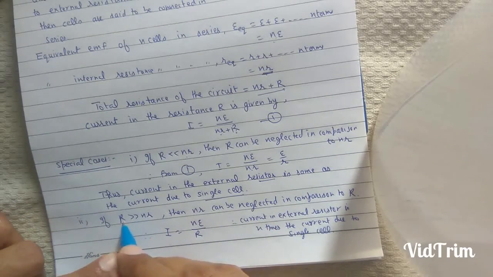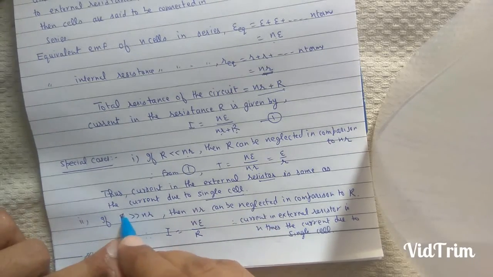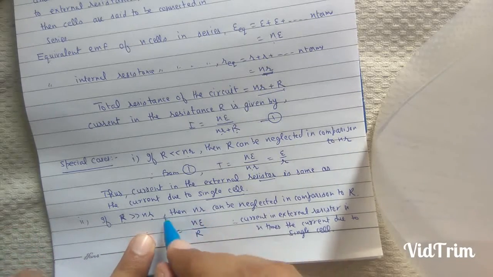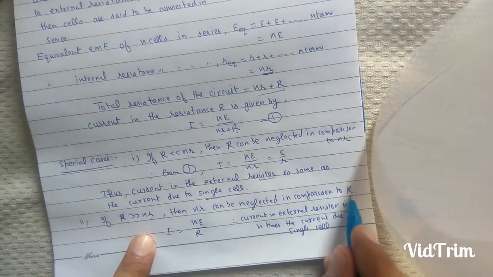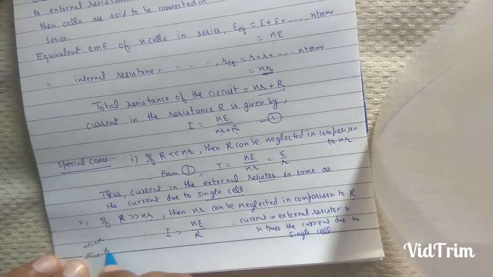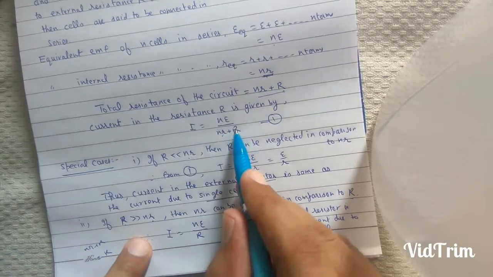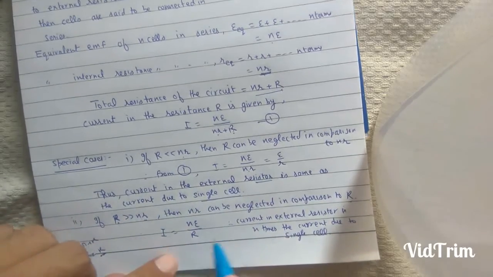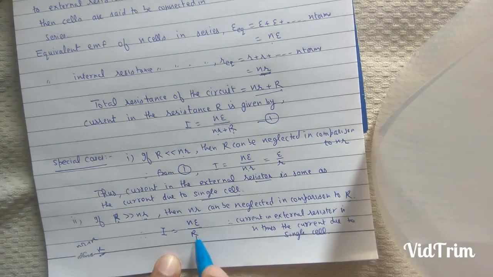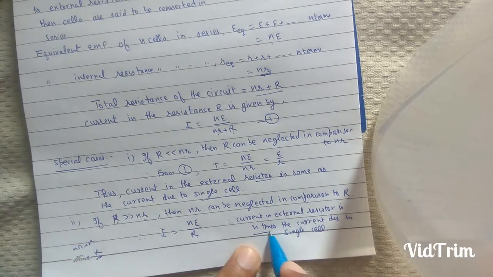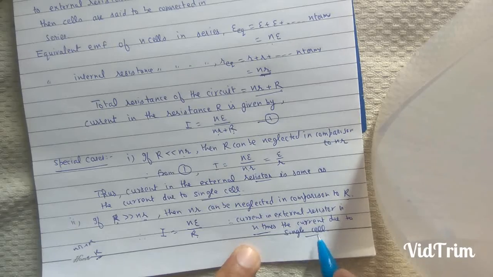Therefore the current in the external resistor is the same as the current due to a single cell. Second case, if the external resistance R is very much greater than the total internal resistance of all the identical cells, then nr can be neglected in comparison to R. Therefore nr plus R is equal to R, because nr is small or R is very much greater than nr. Therefore I is equal to nE upon R. Therefore the current in the external resistor is n times the current due to a single cell.